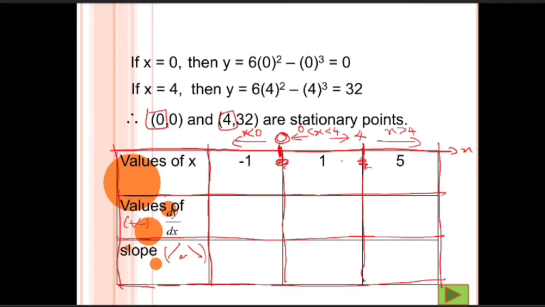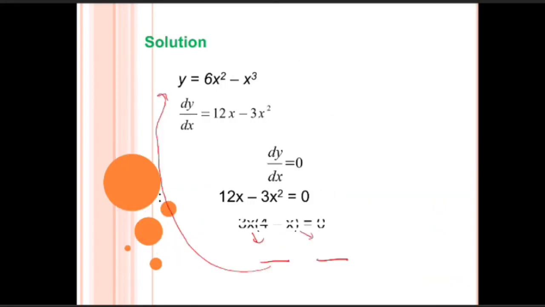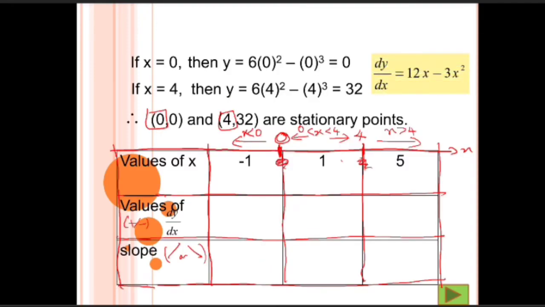The next row is for the values of dy over dx. Now, what is your dy over dx? We have obtained it before. Your dy over dx is 12x minus 3x squared. Now, just replace the values of x that you have chosen into this dy over dx. Substitute in -1 and see whether you have a positive or negative sign. When you substitute in -1, you get negative. After that, substitute in 1 for x. You will get positive. Lastly, when you substitute in 5 for x, you get a negative sign.